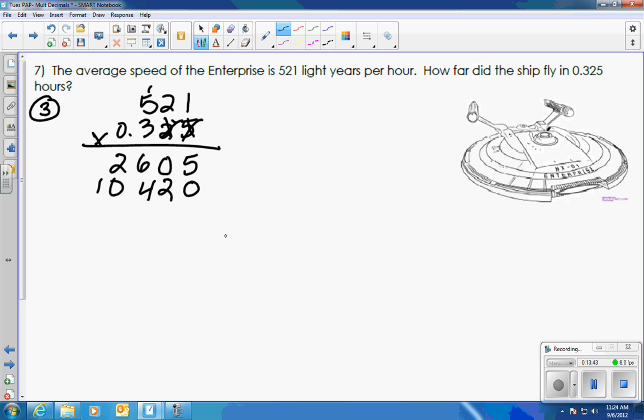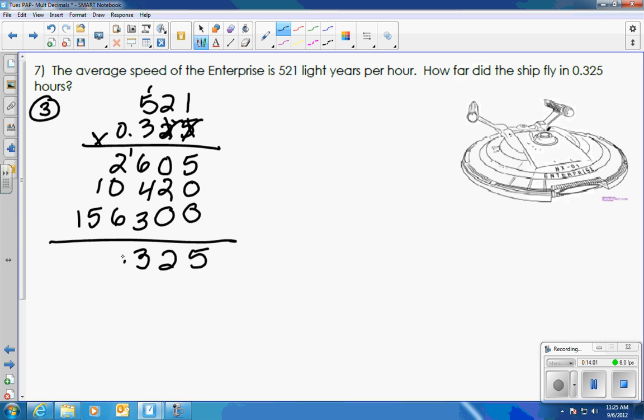Cross it out. Now I need 2 placeholders. And my last one's going to be a 3, a 6, and a 15. Add down, you get 5, 2, that's going to be 13, 9, including that one I carried, 6, and 1. So starting from the end, 1, 2, 3. This is going to be light years.